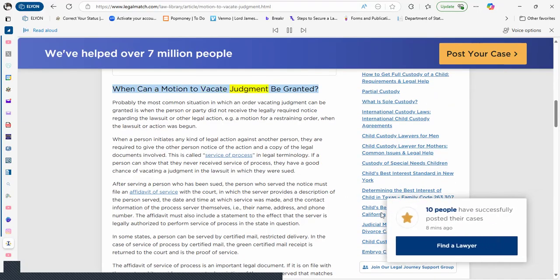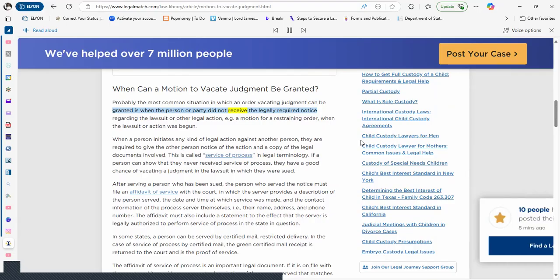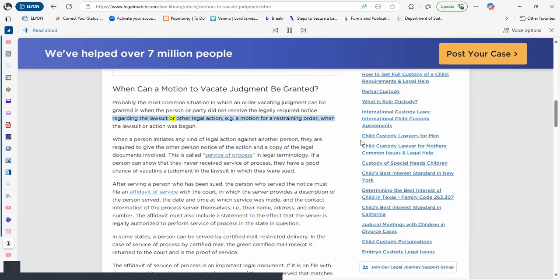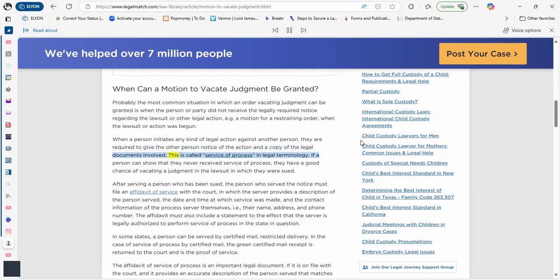When can a motion to vacate judgment be granted? Probably the most common situation in which an order vacating judgment can be granted is when the person or party did not receive the legally required notice regarding the lawsuit or other legal action, e.g., a motion for a restraining order, when the lawsuit or action was begun. When a person initiates any kind of legal action against another person, they are required to give the other person notice of the action and a copy of the legal documents involved. This is called service of process in legal terminology. If a person can show that they never received service of process, they have a good chance of vacating a judgment in the lawsuit in which they were sued.